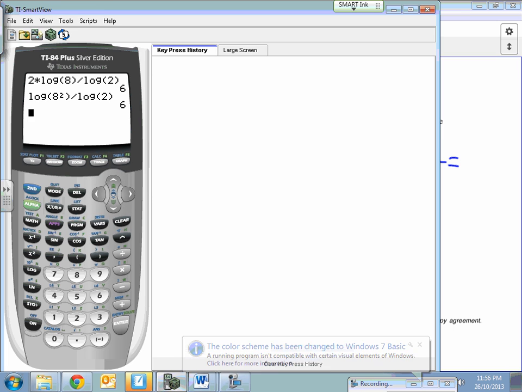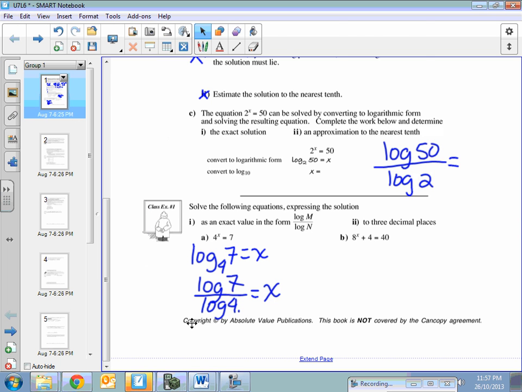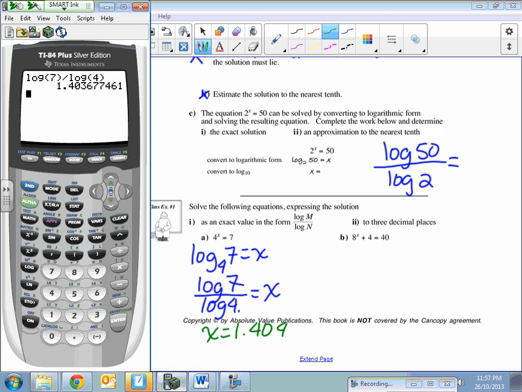And then in our calculator, that's exactly how we would put it. So go log of 7, bracket, divided by log of 4, bracket, enter. So I want 3 decimal places, so it'll be 1.404. The 6 changes a 3 to a 4. So x equals 1.404. So that's where you would end there.